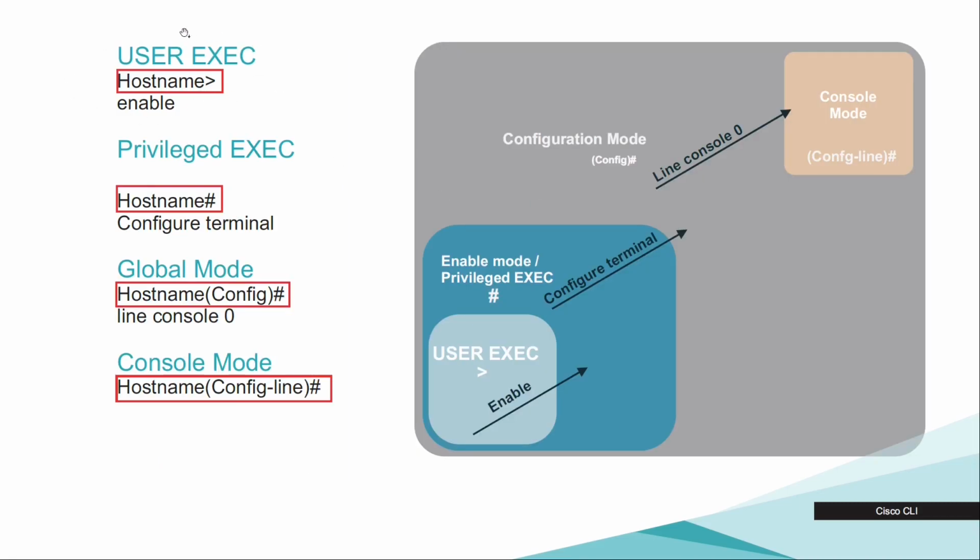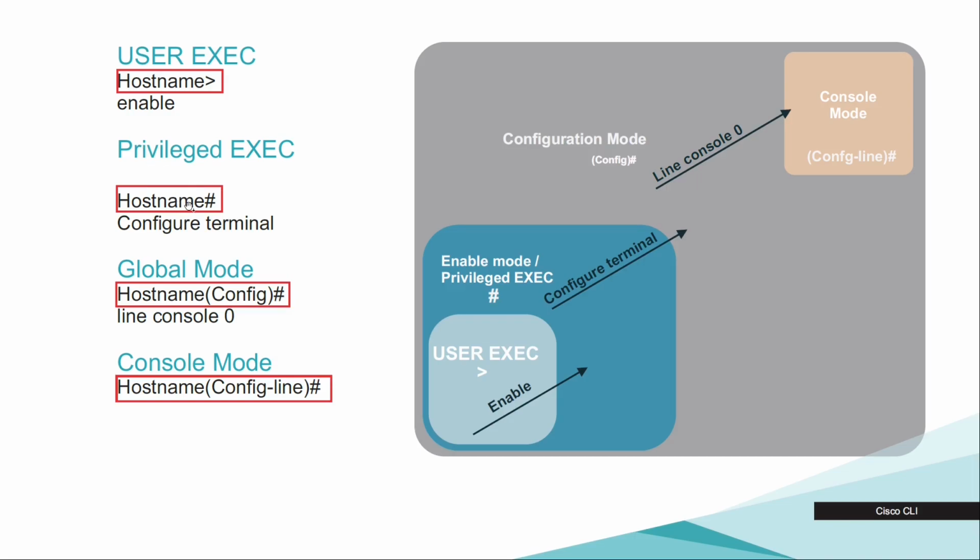Let's see what the modes look like. So first, as we mentioned before, when we log in, we will be in the user exec mode. In this mode, we will see the host name, which is the name of our switch. We can name it whatever we want, switch 1, SW1, whatever we want. And next to our host name, we will see this sign. If we wish to move from the user exec mode to the privilege mode or enable mode, we can use the command enable. Enable will take us to the privilege exec mode.